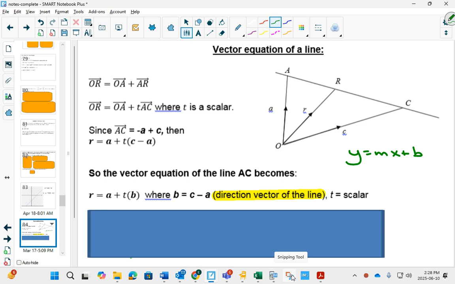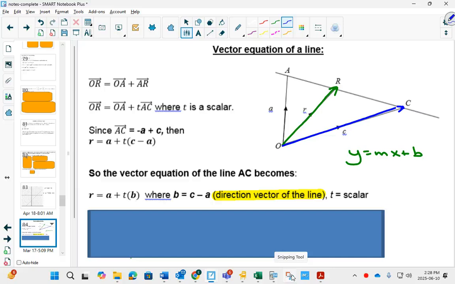Well, when we go to vectors, instead of thinking about points on the line, we're going to think about every point on the line as a position vector to get to that point. So if I took this point R, there's a position vector R that gets me to that point. And if I have another point on the line here at C, there's a position vector that gets me to C.